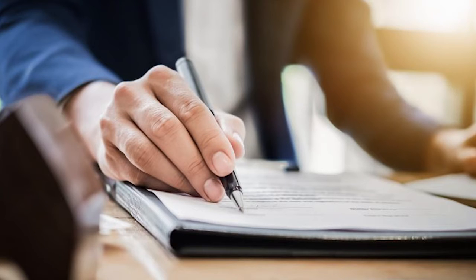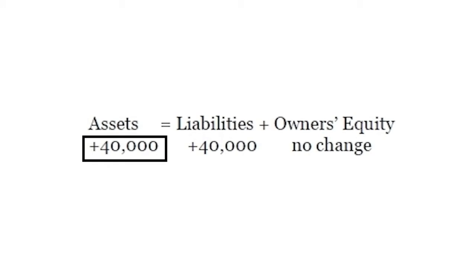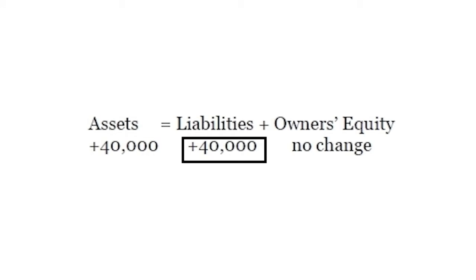Alternatively, if the company had purchased the equipment with a loan, the journal entry would be an increase to equipment of $40,000 and an increase to note payable of $40,000. In this case, each side of the equation would have increased by $40,000.